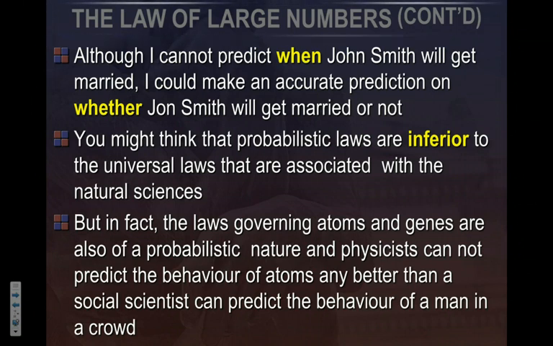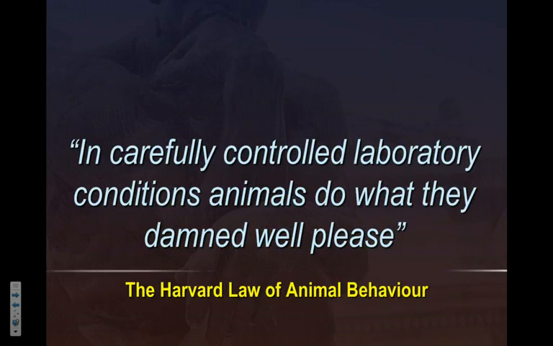But in fact, if you actually dig deep into those laws, like atoms and genes and motion, even those laws have a probabilistic nature to them. Physicists can't necessarily predict the behavior of atoms in a more accurate way than a social scientist could predict the behavior of a man within a crowd. There is still a randomness factor even to those laws. We don't tend to view them that way, but they do have that association with them as well. In carefully controlled laboratory conditions, animals do what they damn well please. So again, the general impression that people have is that when dealing with humans and animals, laws are too erratic.